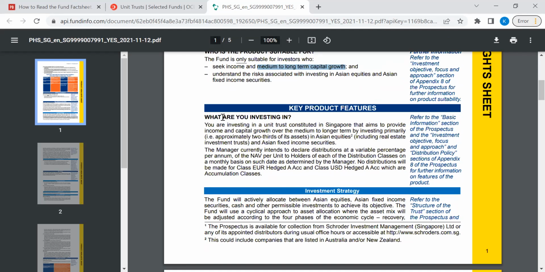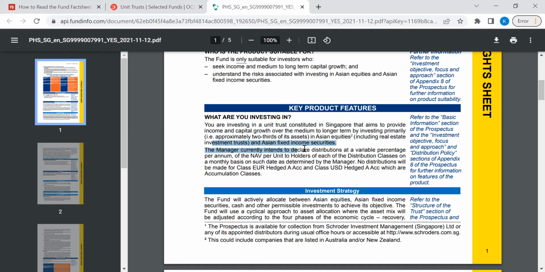What are the key product features? What are you investing in? You're investing in a unit trust constituted in Singapore that aims to provide income and capital growth over the mid to longer term. So this is definitely not a short-term solution for your personal wealth goal. By investing primarily approximately two-thirds of the assets in Asian equities, as we guessed and predicted, it focuses on the Asian market, including real estate investment trusts, and Asian fixed income securities. Right? So what is fixed income? Fixed income is basically another word for bond.